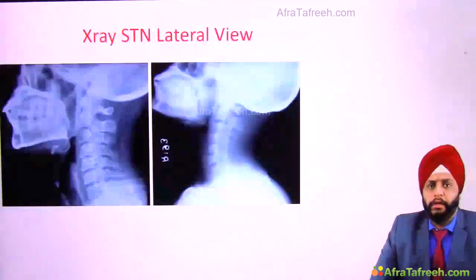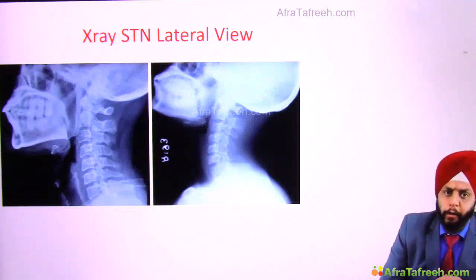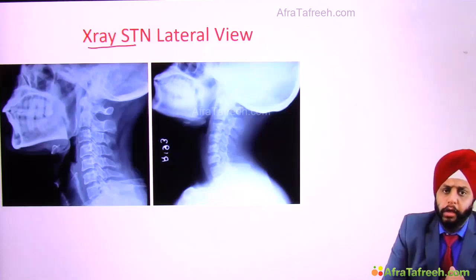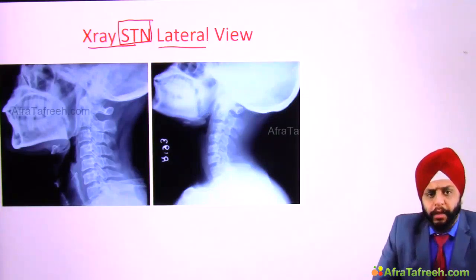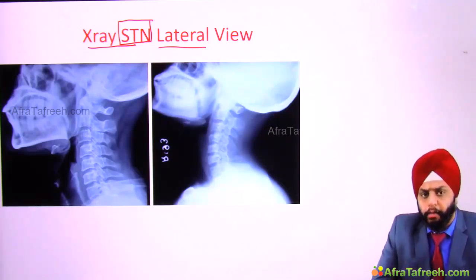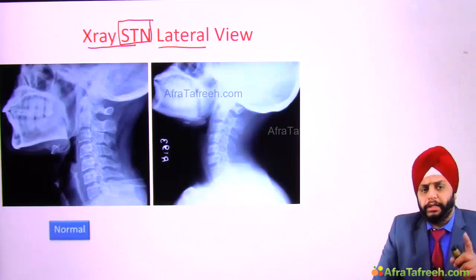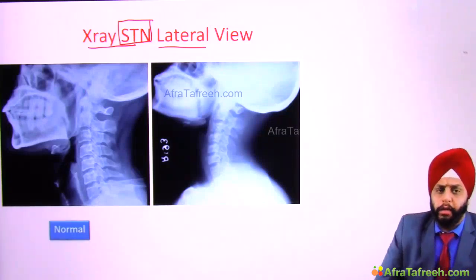Now, first, let's see over here. We diagnose this patient with the help of X-rays of the soft tissue neck lateral view. Now, we discussed a little bit about these X-rays in the previous topic, in the pharynx. I have taught you in detail when we studied about the adenoids. Now, let's look at the first X-ray. The first X-ray is the normal X-ray that I taught you in the pharynx.